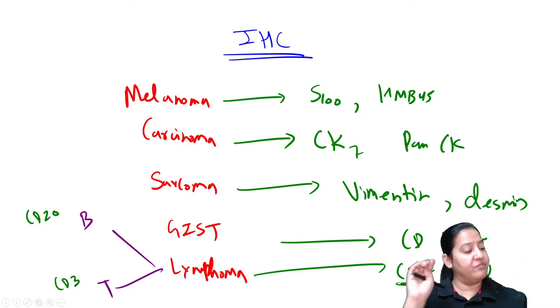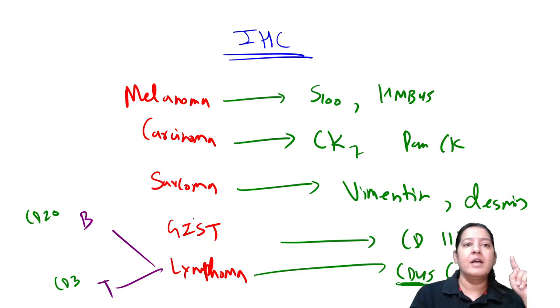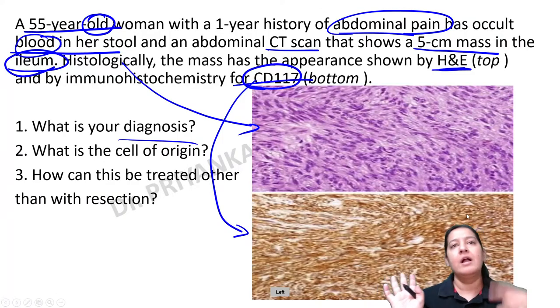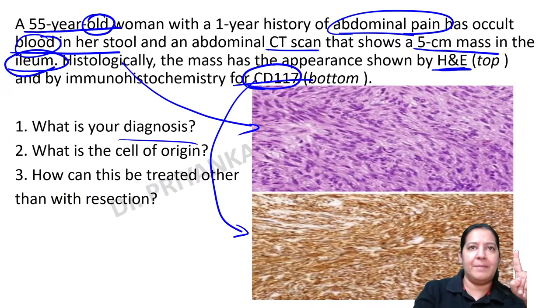In our question, where is this knowledge applied? This knowledge is applied here. In our question, the examiner has given some tumor which is positive for CD117. How is it shown? It is shown in the form of the image. Can you see? This is the IHC for CD117.